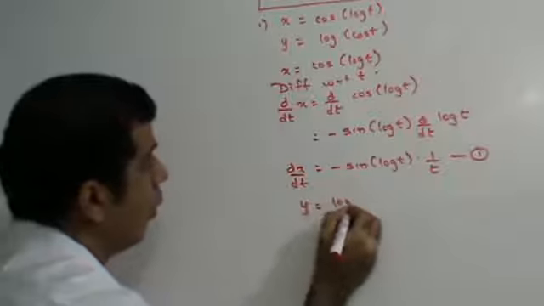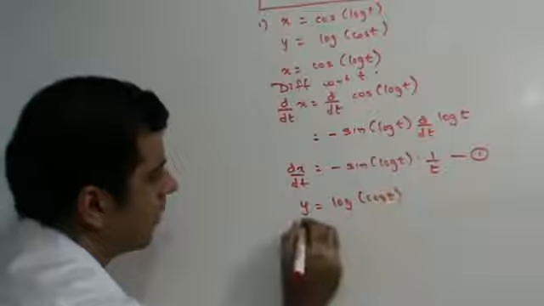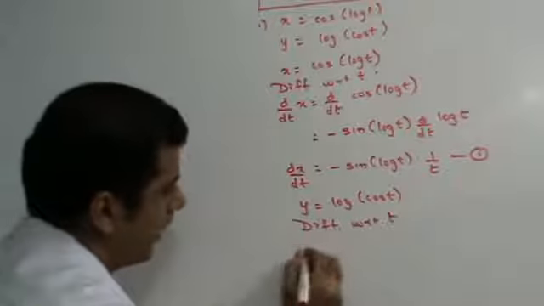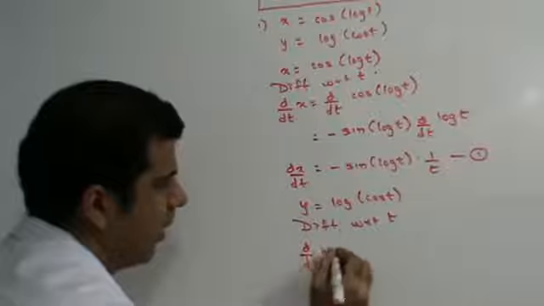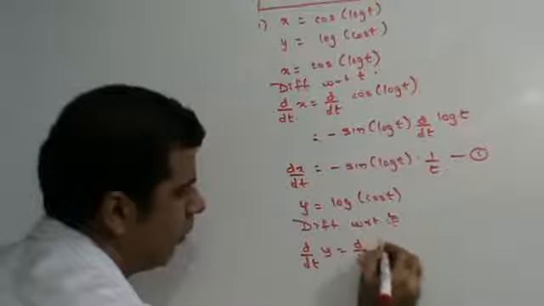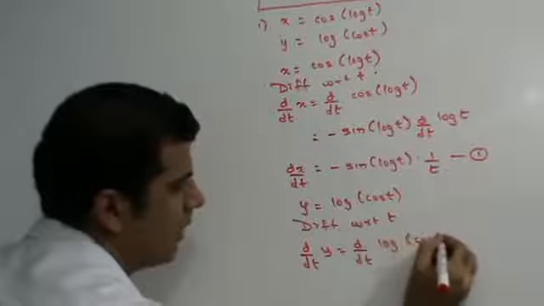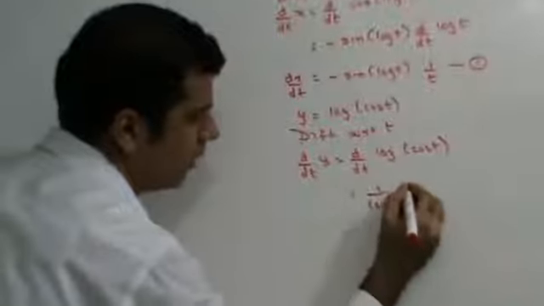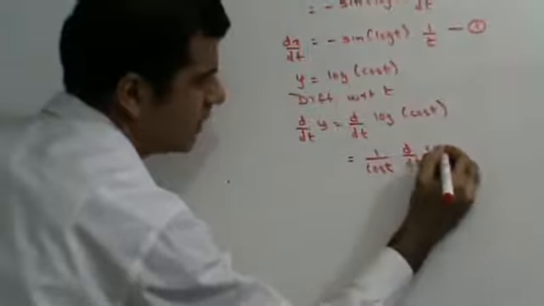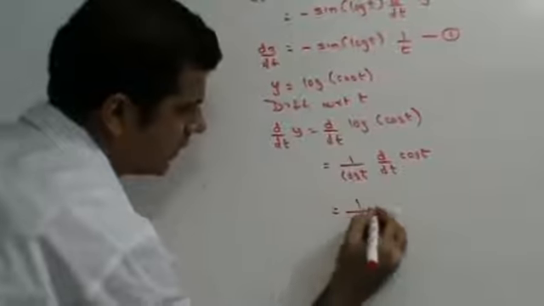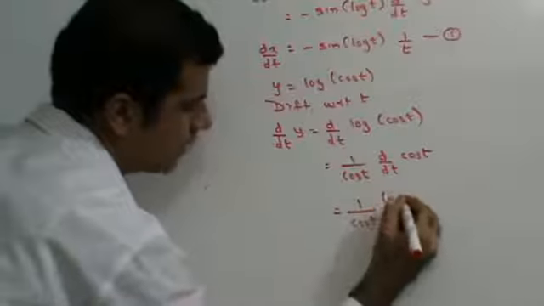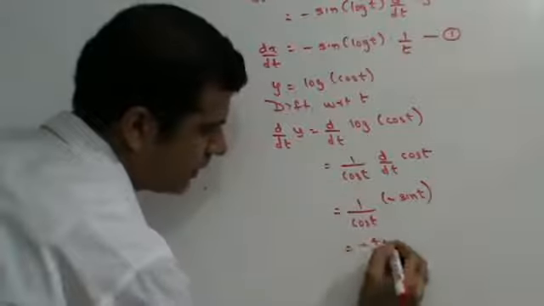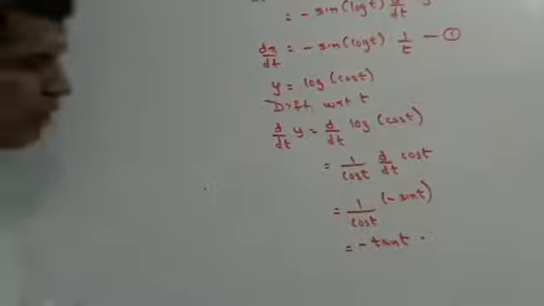Y is equal to log cos t. Differentiate with respect to t. Right? So you will get d by dt of y is d by dt of log cos t. D by dt of log u is 1 upon u d by dt of cos t. D by dt of cos t is minus sin t. So this is going to be minus tan t.